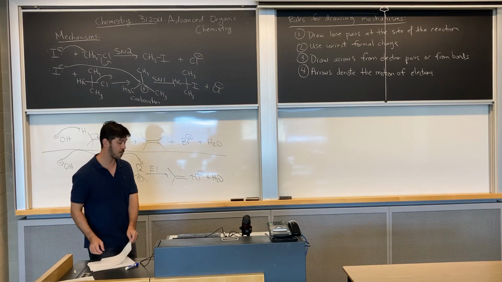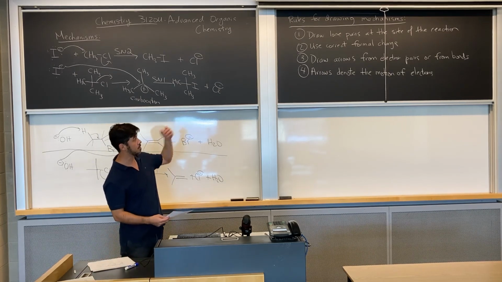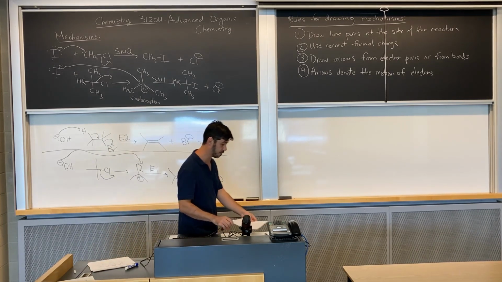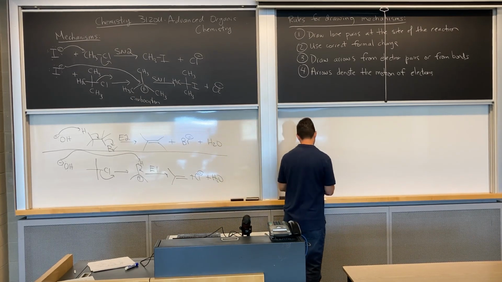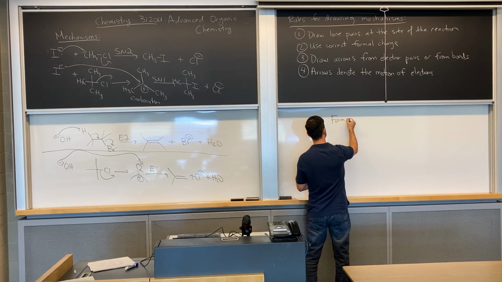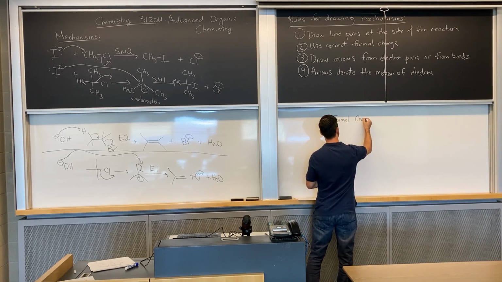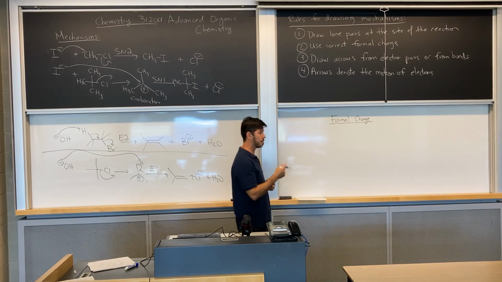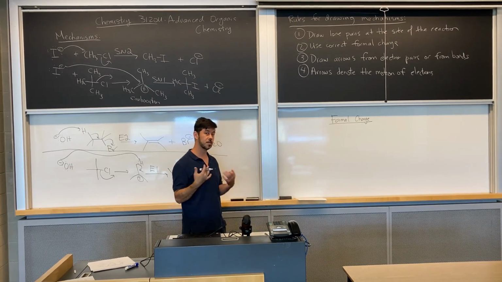Let's go over formal charges. I mentioned that as rule number 2. Make sure you use the correct formal charge. So formal charge is used to assign a partial charge on an atom within a species.